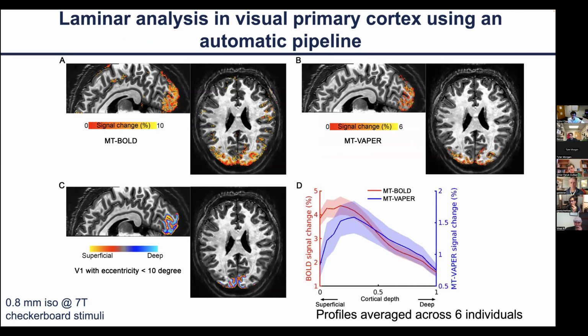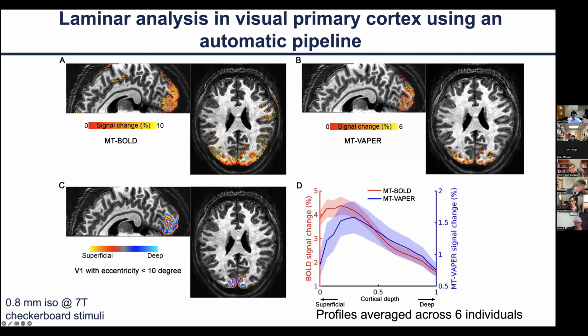So you can use that information to define your ROI very accurately. For example, here this one is the BOLD activation map, and this one is the VAPER activation map. If we need to extract the laminar profile in different visual areas, we don't need to draw the ROI manually. We can do that based on the retinotopic atlas.